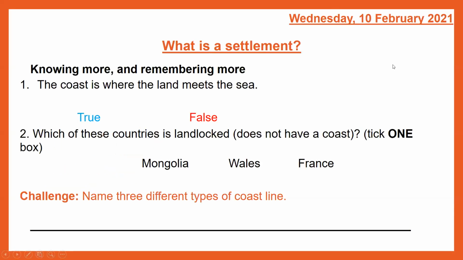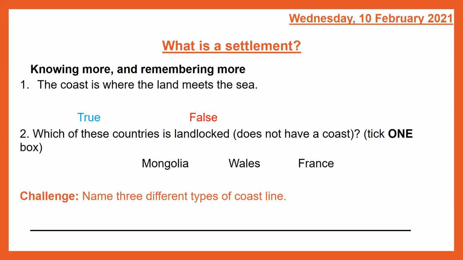Now today we're going to be looking at this question: what is a settlement? But before we begin our new learning for this half-term, we need to think back to what we looked at in Spring 1 and complete our knowing more, remembering more questions today. You will need a pen, pencil and a piece of paper, or you can discuss these answers with an adult or just call them out if you don't have anyone with you in your room at the moment.